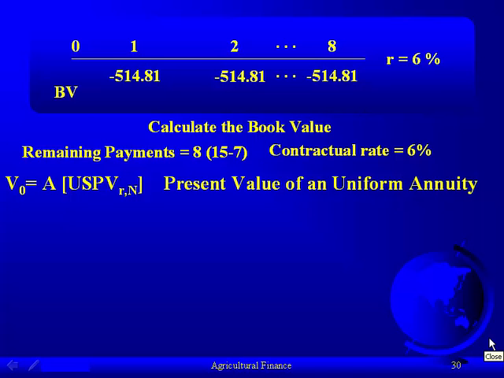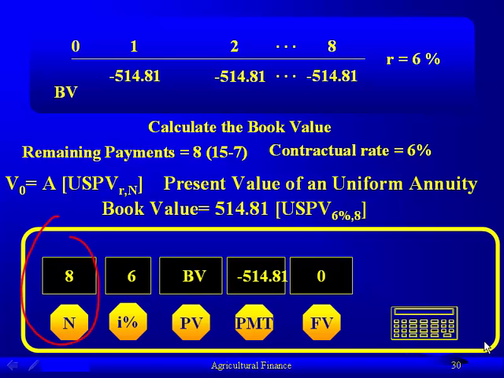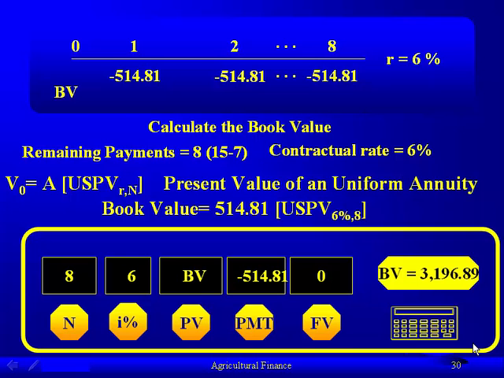So in this particular case, what formula do we use to calculate the book value? We know it's a uniform series. We're trying to calculate the present value, so we're going to use the present value of a uniform annuity. To calculate that, we put 8N, 6% I, the $514.81 as our payment, zero out the future value. In this case, we're going to calculate the present value, and it comes out to $3,196.89.